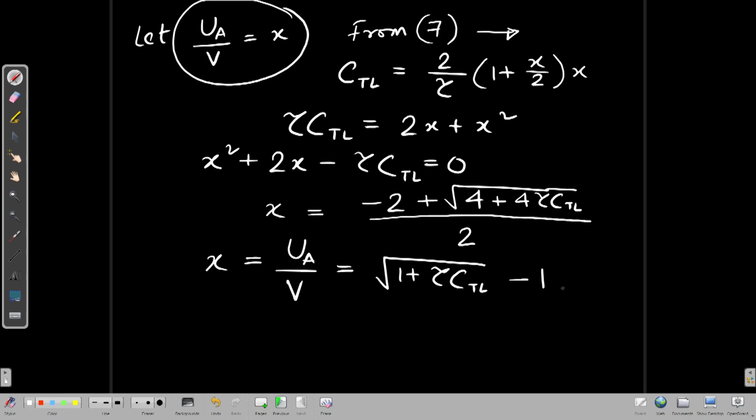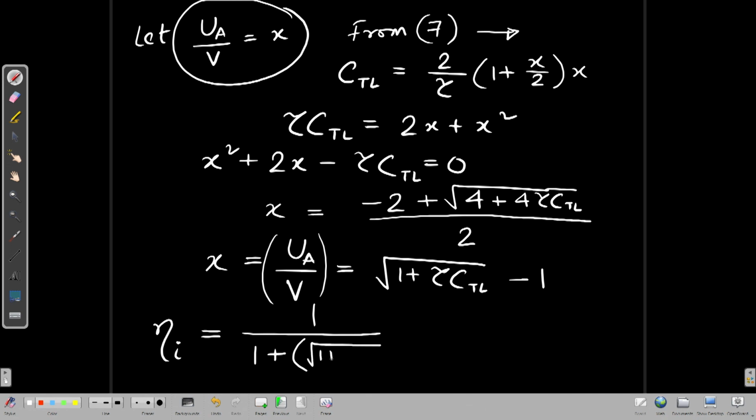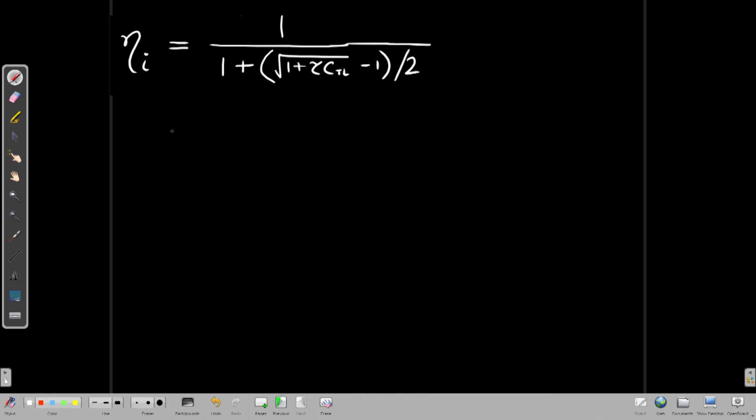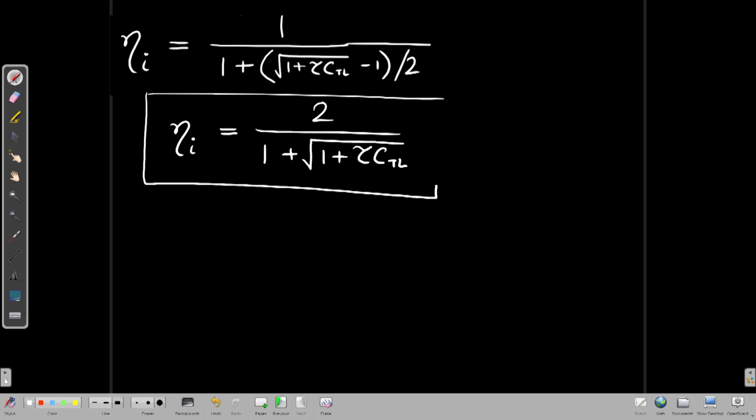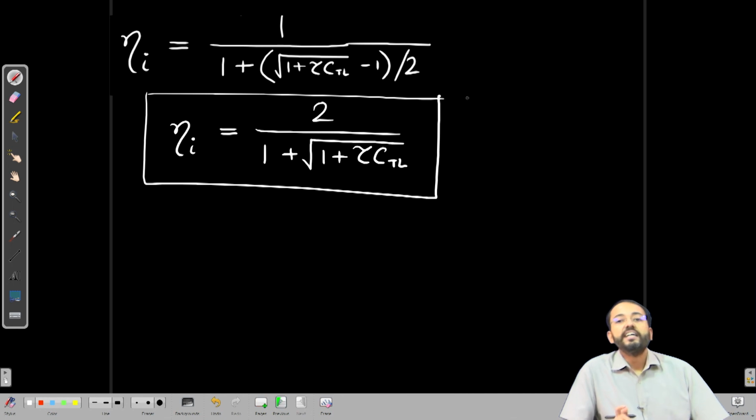So, we can replace this particular value of UA by V in the equation for eta I. eta I will now become 1 by 1 plus UA by 2V. That means this UA by V divided by 2, root over 1 plus tau CTL minus 1 divided by 2. So, finally, we have the ideal efficiency is given by 2 by 1 plus root over 1 plus tau CTL. This gives the final relation between the ideal efficiency and the thrust loading coefficient for a ducted propeller.